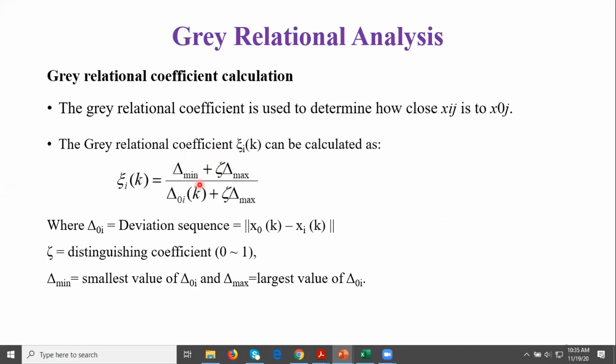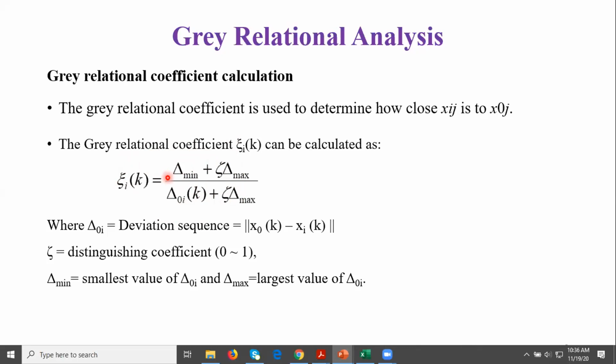For a particular experiment, suppose I am taking 9 experiments. From the 9 experiments, I take the minimum reference sequence here and the maximum reference sequence here. For a particular experiment, suppose I am calculating the gradation coefficient for the second experiment, so I take the second experiment value here. From the 9 experiments, what is the maximum? I am using it here. What is the minimum? I am using it here. Then I am calculating the gradation coefficients.